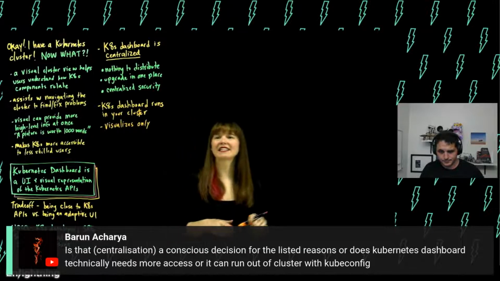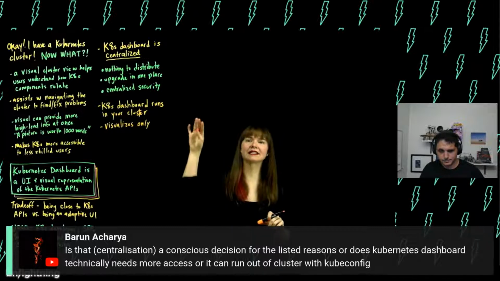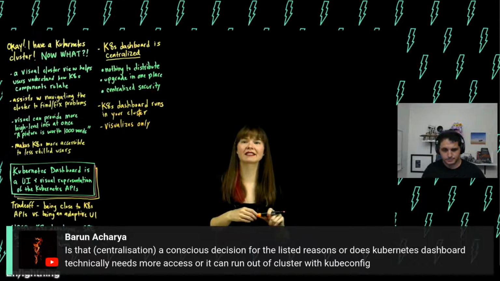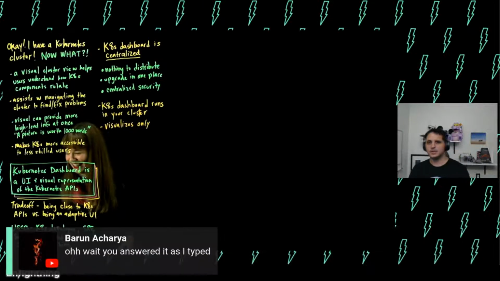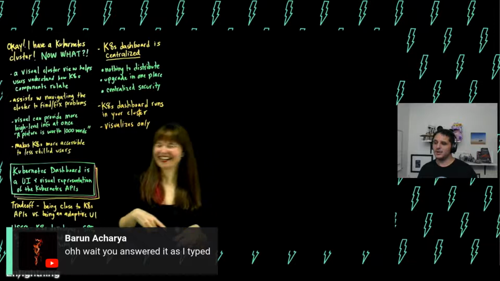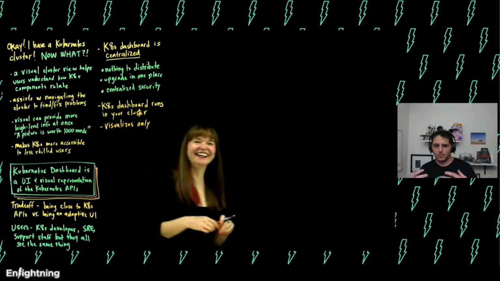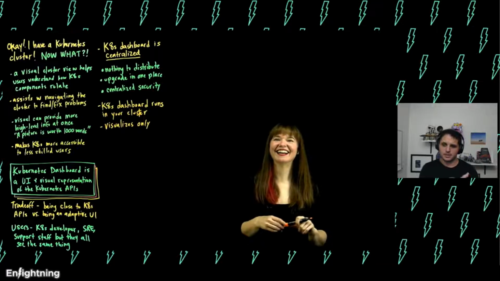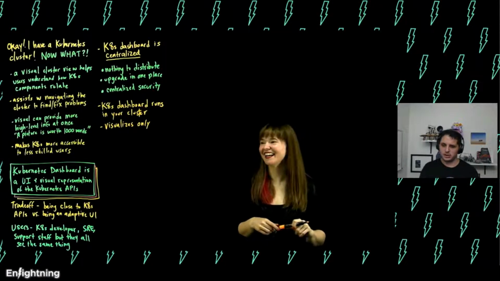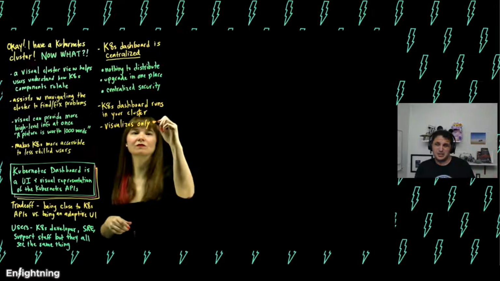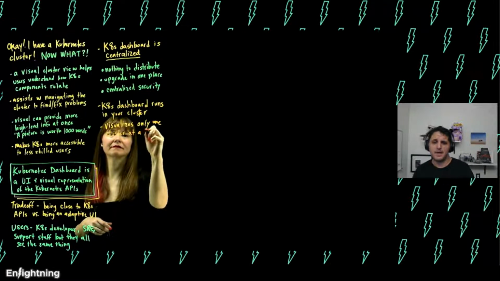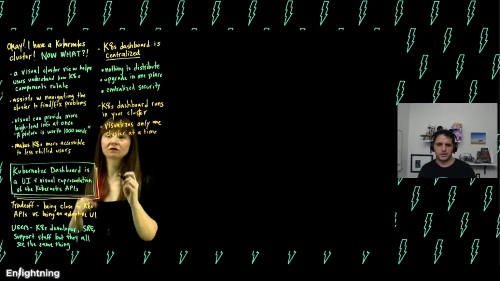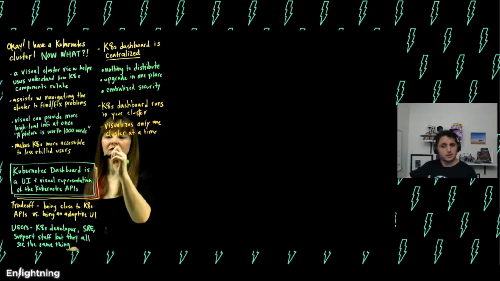Barun's asking whether that centralization is a conscious decision for the listed reasons, or does Kubernetes Dashboard technically need more access, or can it run out of the cluster with kubeconfig? So we're just kind of talking about that. Yeah, you can do it. We talked earlier about how the Kubernetes Dashboard is essentially just a visual representation of the API. It's just using the same API as kubecontrol. So it's not doing anything special. You can have a kubecontrol configuration that talks to a different API server.